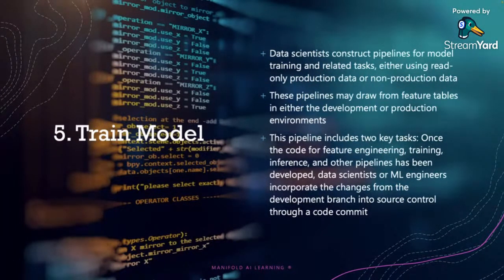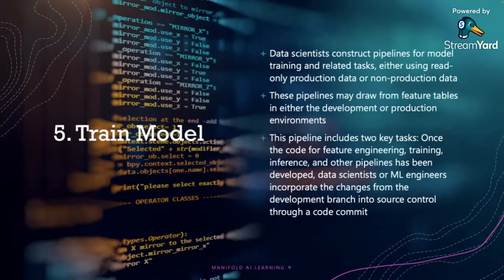Now, in the model training step, you will construct the pipeline for model training as well as the other related tasks that you have got. This time, when you're constructing the pipeline, you can make use of the read-only production data, or you can make use of the non-production data. Generally, when we are performing the training, we will use the combination of both production data and non-production data. And these pipelines may draw from the feature tables in other development or production environments. And this training model pipeline will include two key common tasks.